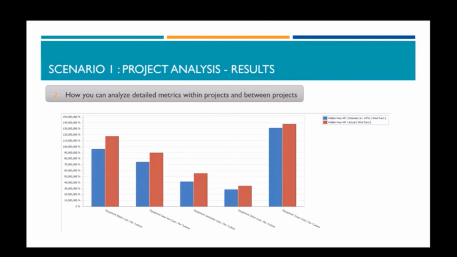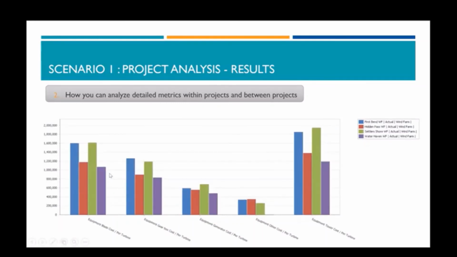I'd like to know how this translates when compared to our other completed projects. And this report provides that information for me. The red bars are Hidden Pass project performance, and I can see from these metrics that in fact the costs per turbine within the Hidden Pass project were not outside of normal ranges. It looks like we may have had an issue with our estimates on the major equipment categories for Hidden Pass. So I'm going to have to review this with the relevant estimator in the future.